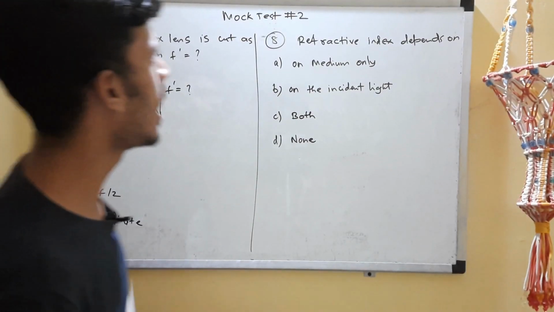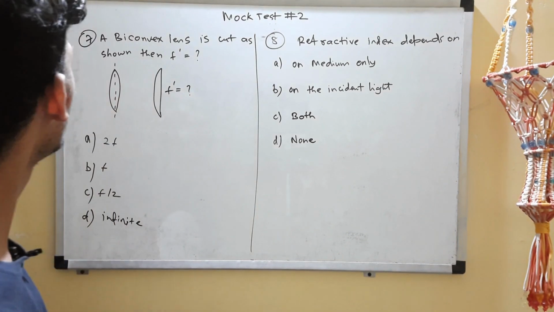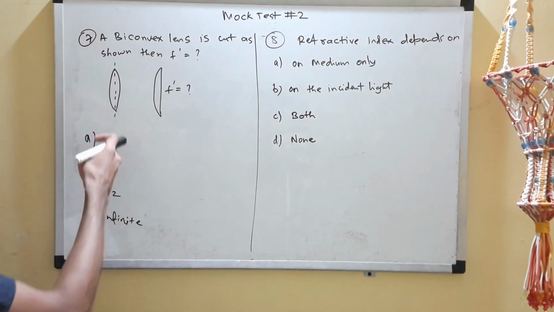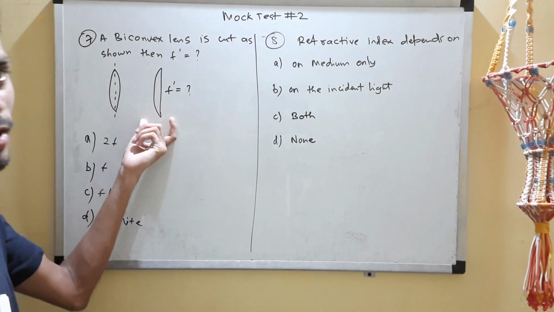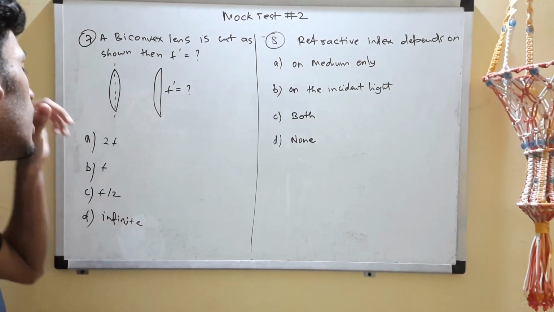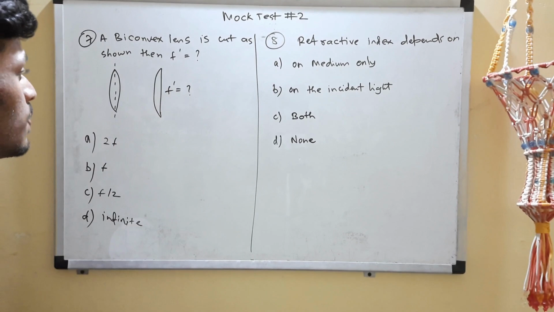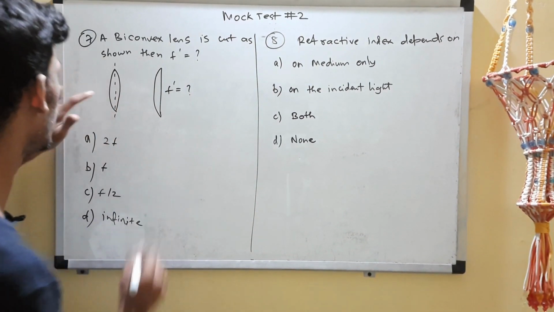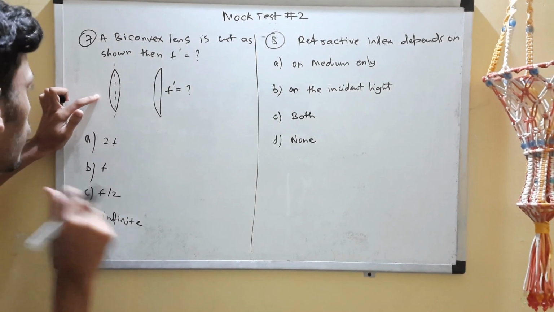So question 7 and 8 over here. In question 7, we have a biconvex lens. It is cut as shown in the figure. So we are going to cut it this way and then we'll obtain a piece like this. We are supposed to tell what will be the focal length of this piece. It's not that difficult. Just follow up. Here we'll apply the lens maker formula twice.